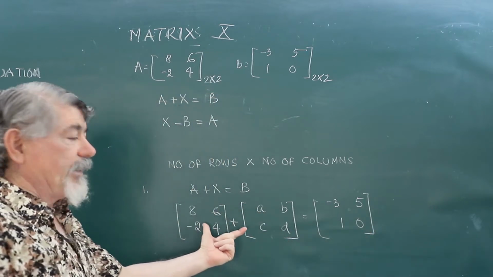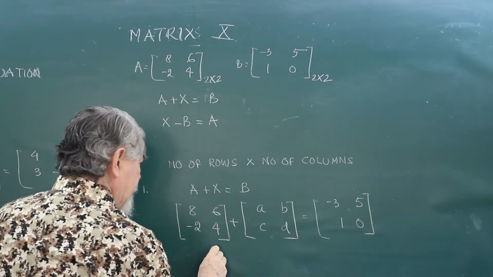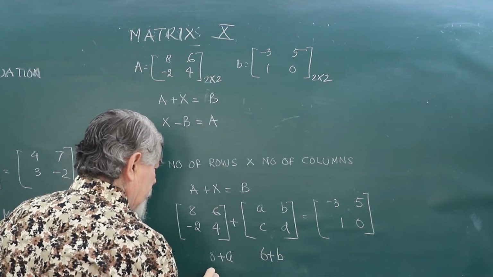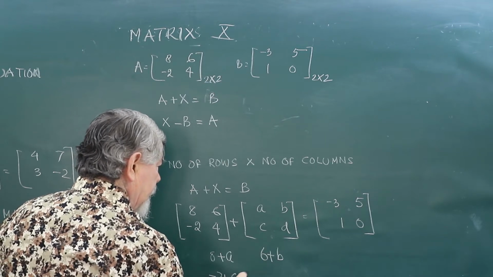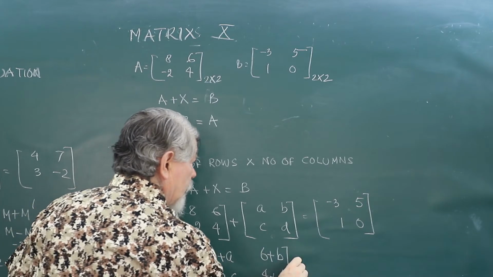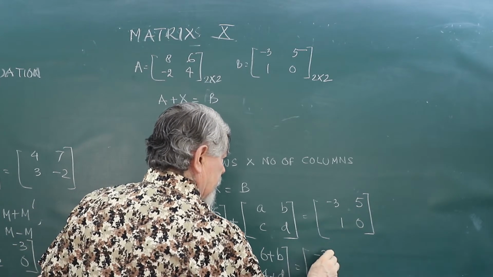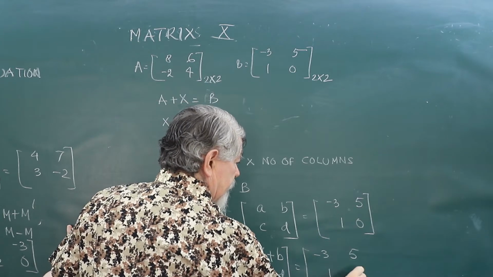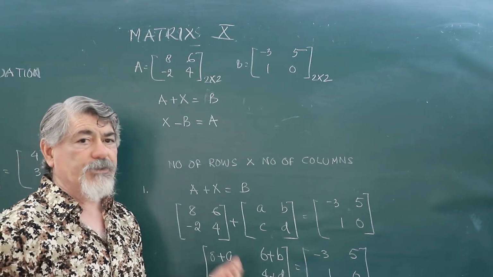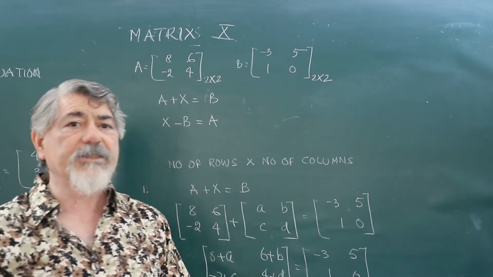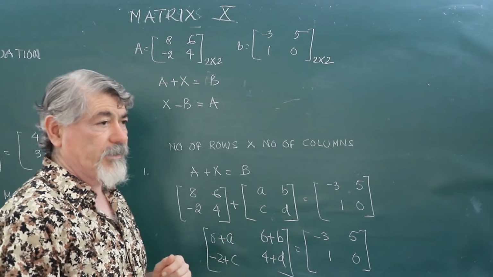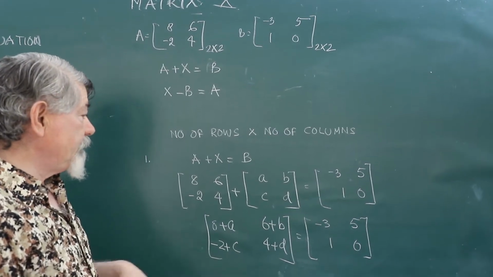Now what we can do is add up these two matrices: 8 plus a, 6 plus b, minus 2 plus c, 4 plus d is equal to minus 3, 5, 1 and 0. Now these two matrices are equal. We told you when two matrices are equal: two matrices are equal if their corresponding elements are equal.